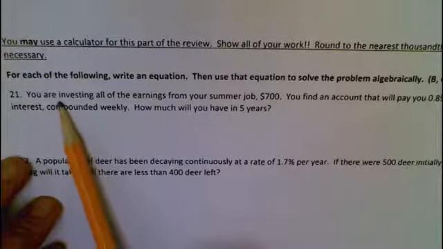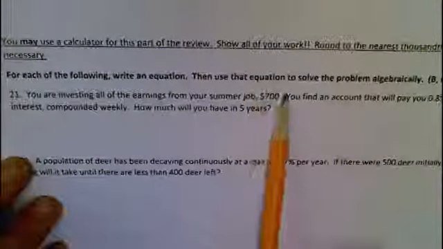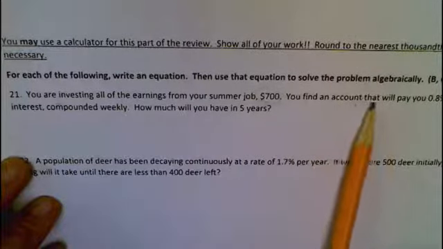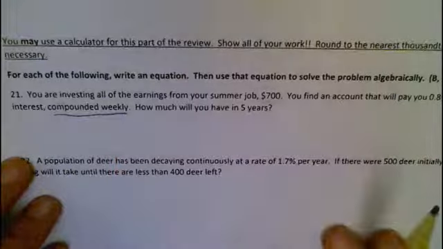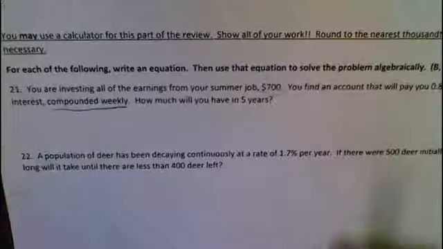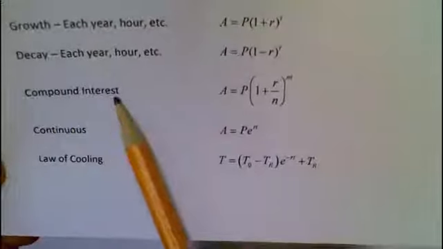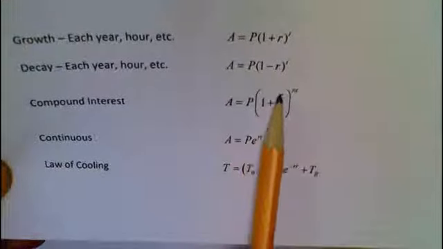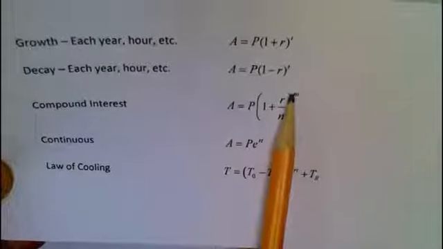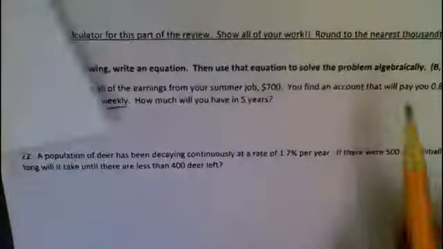So the first one says you're investing all your earnings in a summer job. So this is the amount you're starting with. You find an account that will pay 0.8% compounded weekly. So when you see that word that it's compounded weekly, you are definitely going to use the compound interest formula, which says you take your initial amount times 1 plus the rate over n, the number of times it's compounded a year, times t. So that's the function you're using.